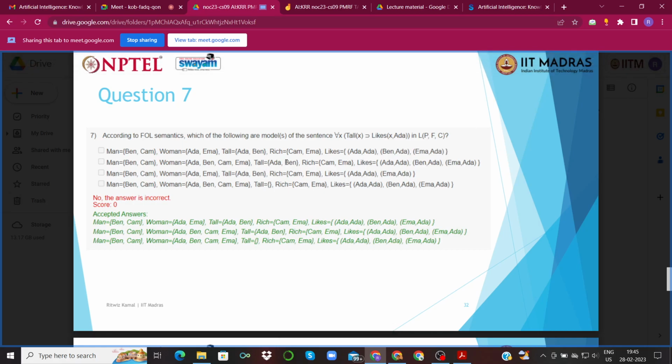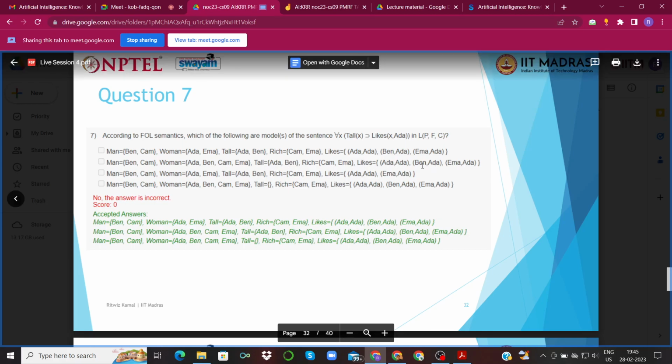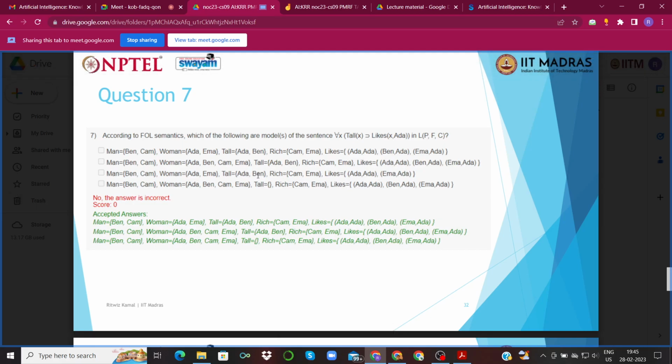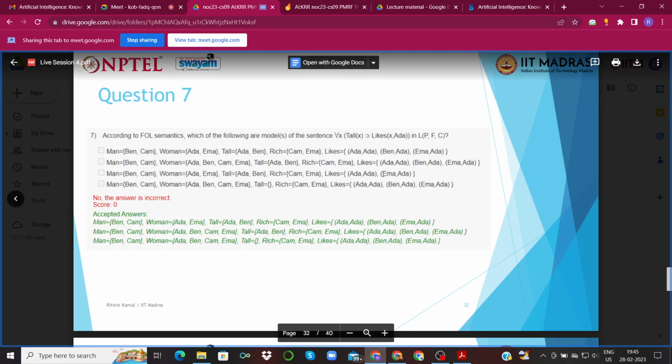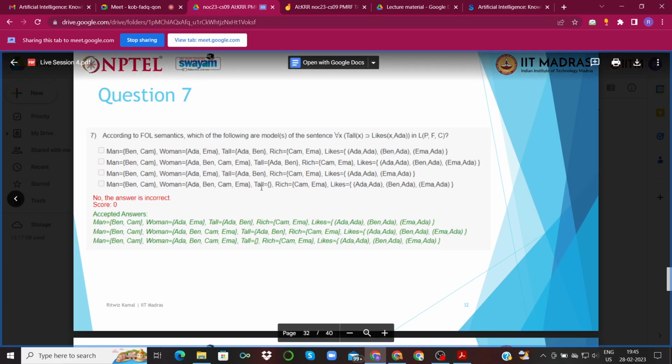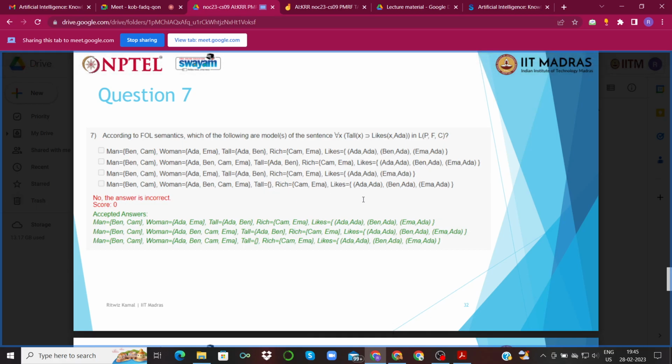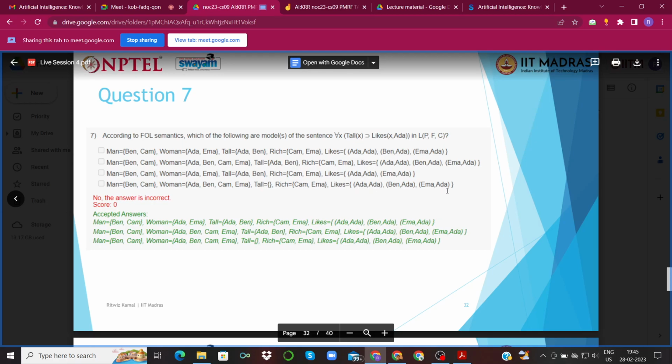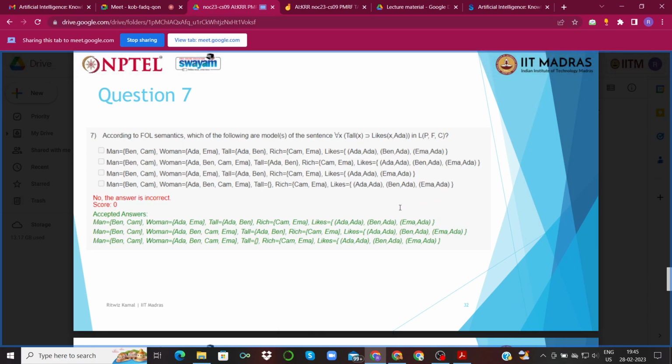Similarly, option B is also correct. We have tall Ada and tall Ben and likes Ada and likes Ben Ada. Option C is incorrect because although you have tall Ben, you don't have likes Ben comma Ada. And option D is correct because you don't have any tall fact, right? So the likes can exist independently also.